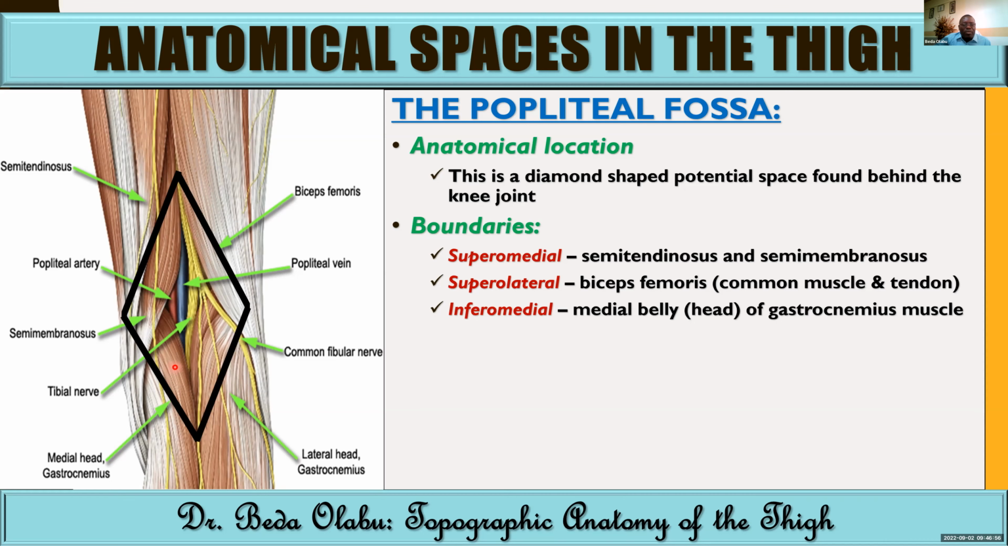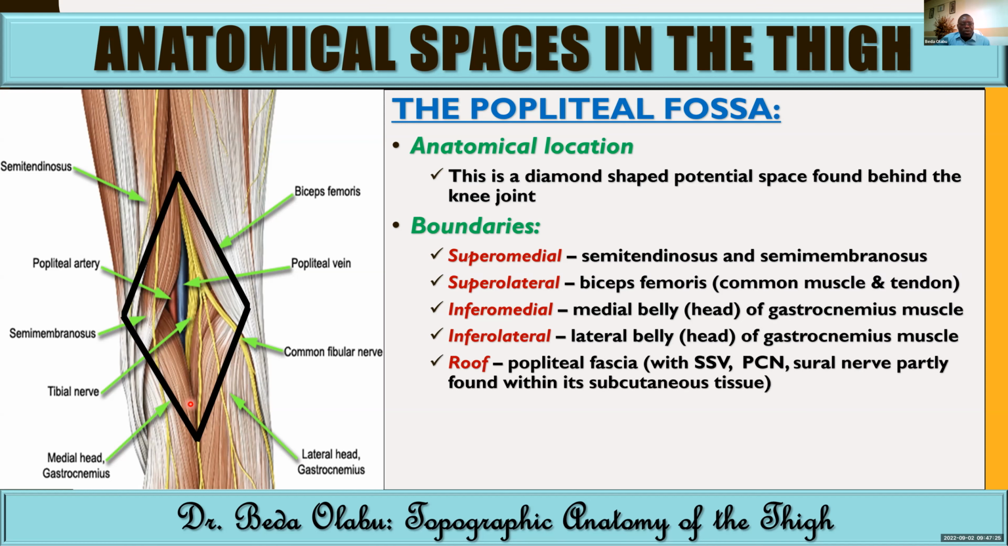Usually the gastrocnemius muscle has two bellies, a medial belly and a lateral belly. The lateral belly is the one that will form the inferolateral wall of the popliteal fossa. So you can see this diamond-shaped space just behind the knee joint, and those are the walls of the popliteal fossa. But remember, this is a 3D structure. So you're not just having walls, there's also a roof and a floor.